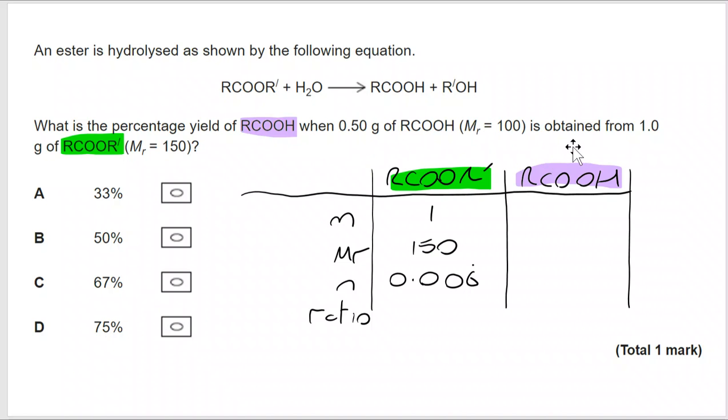So I have 1 gram of RCOOR'. Its MR is 150 as provided. 1 over 150 gives me 0.006 recurring moles. My mole ratio from the equation is 1 to 1. So if 1 mole makes 1 mole, 0.006 recurring makes 0.006 recurring. And I've got an MR for RCOOH. It's 100. So I've now got my MR and my n that I can multiply together, and I get to 66.6, rounded to 67. The correct answer is C.